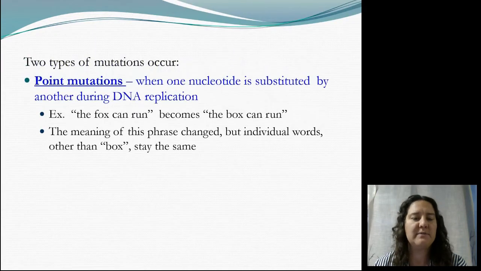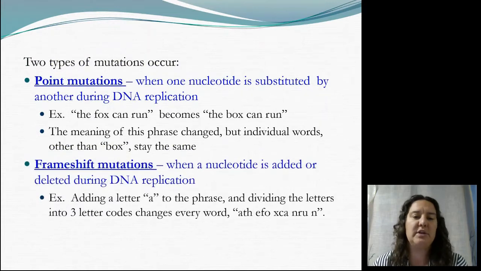So there's two different types of mutations. One is a point mutation. This is when one nucleotide is substituted for another. Like I said, if a G has been inserted instead of a C. So instead of saying the fox can run, this becomes the box can run. The meaning of the phrase changed, but the individual words can still be understood.